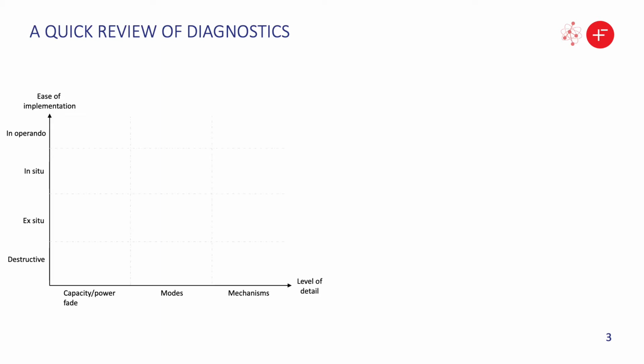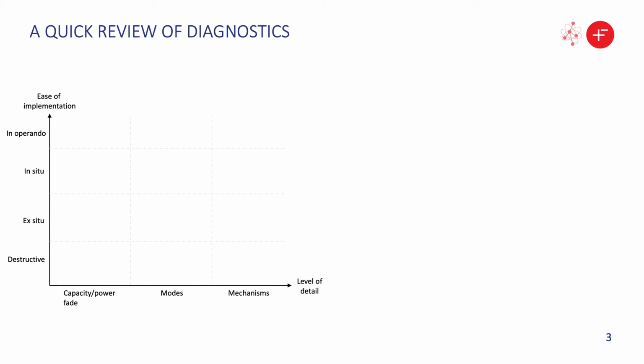We will start with a very quick and simplified look at the diagnostic techniques found in literature. We will evaluate the diagnostic techniques based on two factors: ease of implementation and the level of degradation detail provided. The different levels of detail are capacity and power fade measurements, degradation modes, which are loss of active material, LAM, and loss of lithium inventory, LLI, and mechanisms, which are the likes of SEI layer growth and lithium plating.